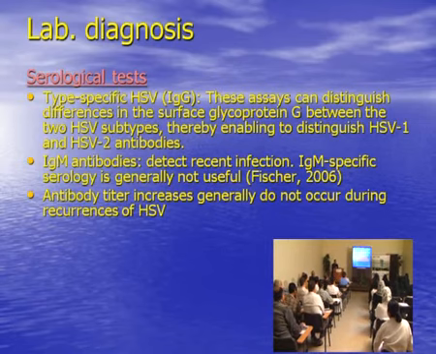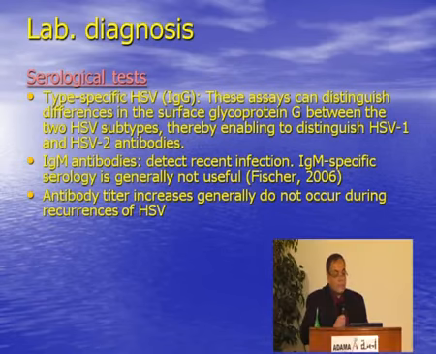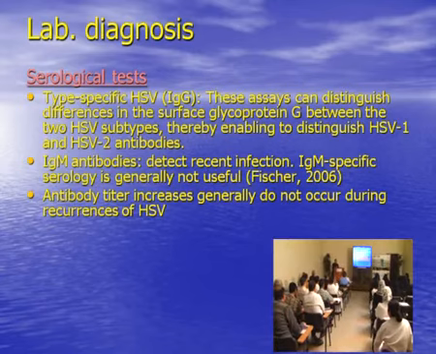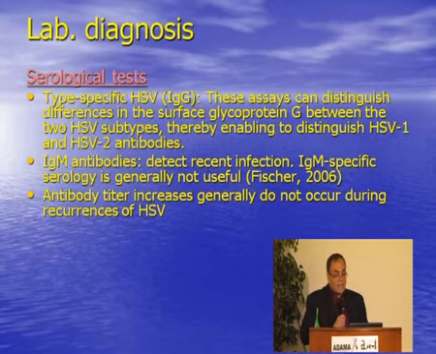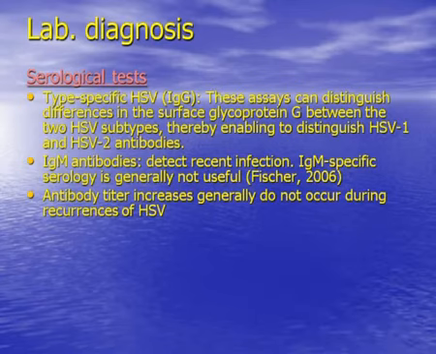Some believe that it is not useful. Antibody titer increase generally doesn't occur during recurrence of herpes simplex virus. So it is not useful.